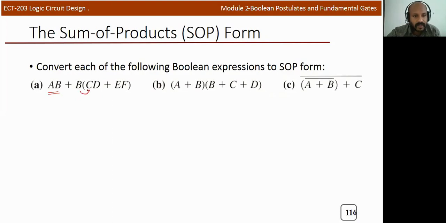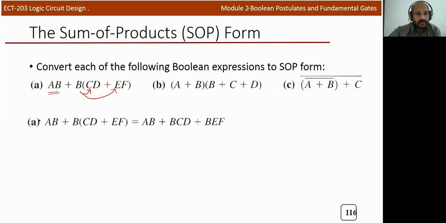So we can multiply B with CD and B with EF. Multiplication means an AND operation. When you perform this operation, you will get AB, BCD, and BEF. Now it is in the SOP form. This is an AND operation, this is an AND operation, this is an AND operation, and here you can see OR. Okay, so this is in SOP form.